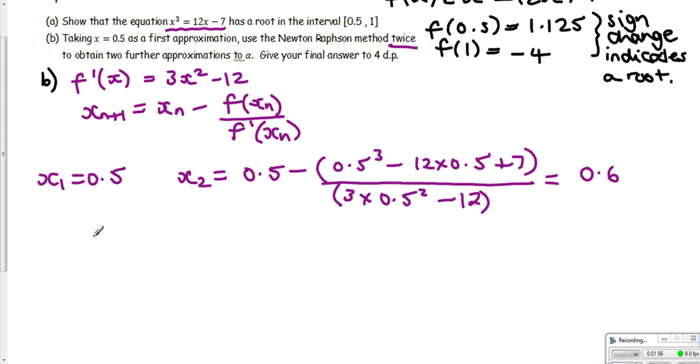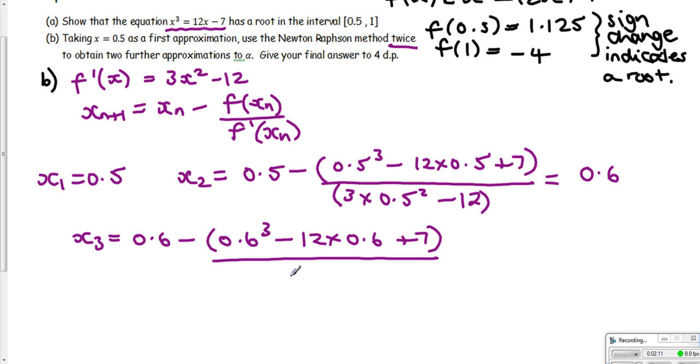And then we want one more, because it said it wanted two further approximations. So it's 0.6 minus, substituting in 0.6 like we did with 0.5. It seems a little bit long-winded writing all this out, but it is the method, and these can be worth quite a few marks, so it is important to show, just in case you get your answer wrong, that you knew what you were doing. So pause the video again, work that out.